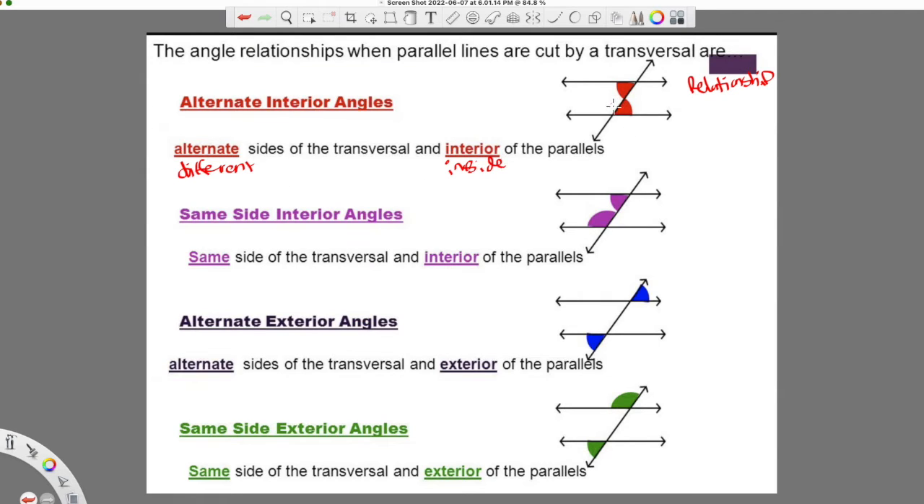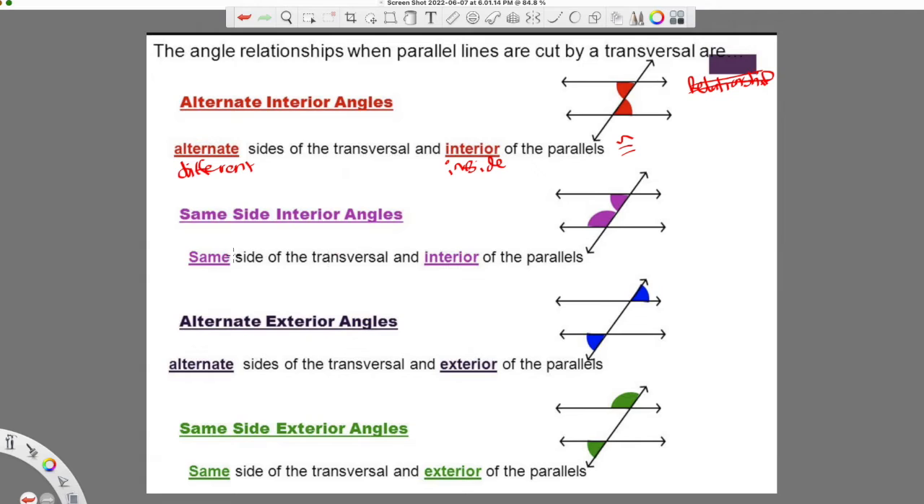So if I have parallel lines and a transversal and the angles are on different sides of the transversal and both inside, so they're on different sides, but they're both in between the parallel lines, then they are congruent. So this is the congruent symbol. It's an equal sign with a little wiggly line above it. So this means congruent. So these are congruent.